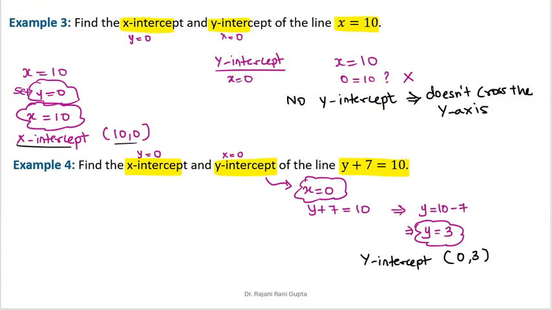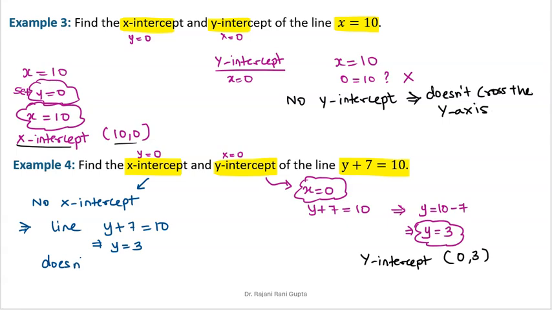Like here you were having the x-intercept. Okay. On the other hand, when they ask you about the x-intercept, since there is no x, there is no x-intercept. What does it mean? No x-intercept means this line, y plus 7 equal to 10, or you can say y equal to 3, doesn't cross or doesn't meet the x-axis. Clear?